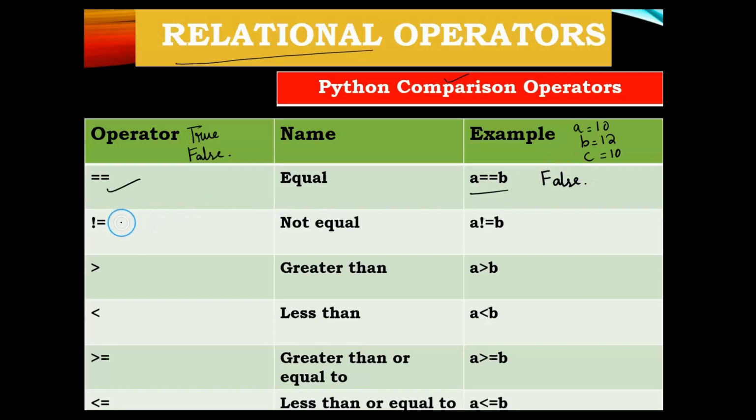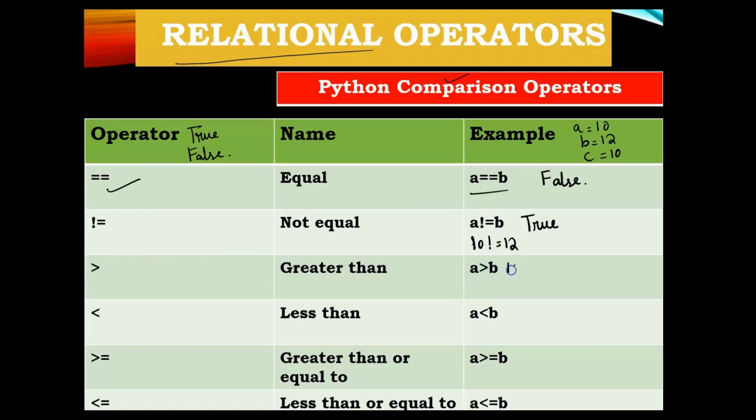The next one is not equals to. The symbol for not equal to is an exclamation mark with equals to. Now we are going to execute A not equals to B, that means 10 is not equal to 12. Is it true? Yes, it is true. A is not equals to B, so it is true, because 10 is not equal to 12.